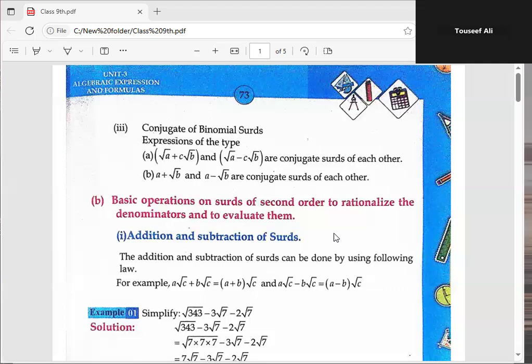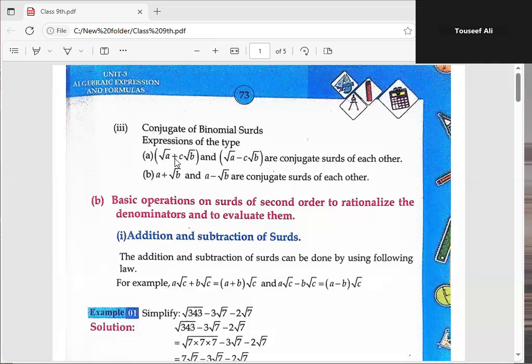Binomial means an expression containing two terms. Binomial surds means an expression containing two surds. Here in this example, root a is one surd and c root b is another surd. This type of surd is known as binomial surd. If we have to find the conjugate of this binomial surd, we just change the sign between these two terms.